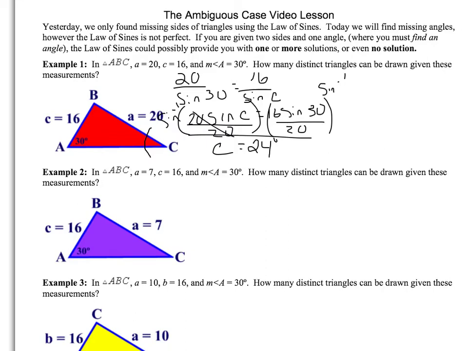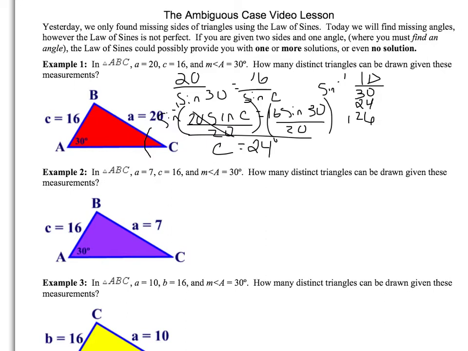Okay, so then we ask ourselves, is it possible to make a triangle with an angle of 30 that they gave us, and an angle of 24 that we found? The answer is yes. The reason is because it's under 180 degrees. My question is, what would the angle B have to be? I'll take 180 minus 30 minus 24, then you get 126. So we've made one triangle.